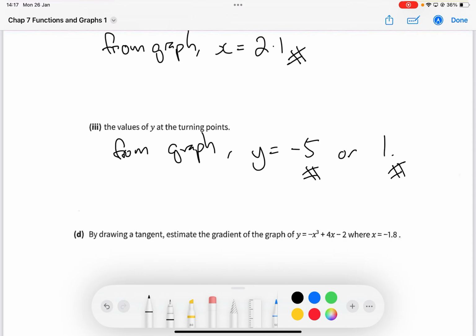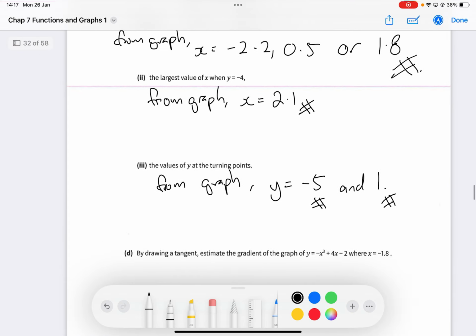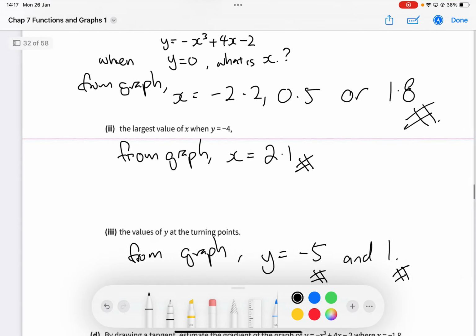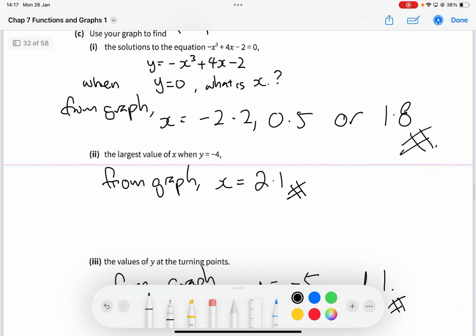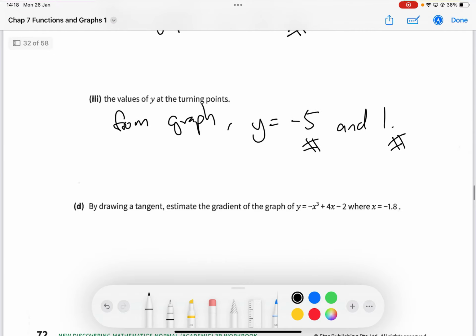Sorry, I think use n better. The English should use n. The values of y: y is -5 and 1. The values of x also same. Can use n, can use all.